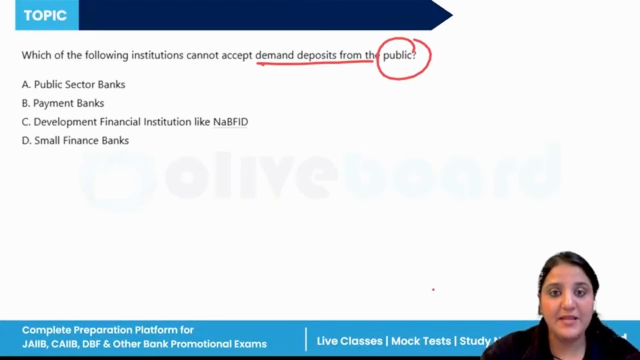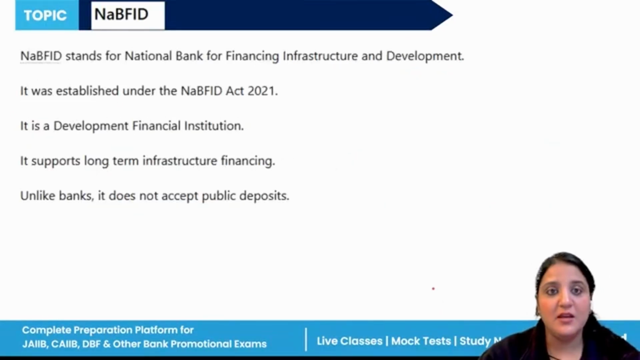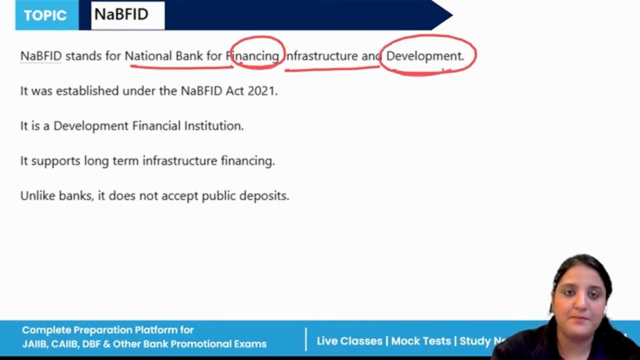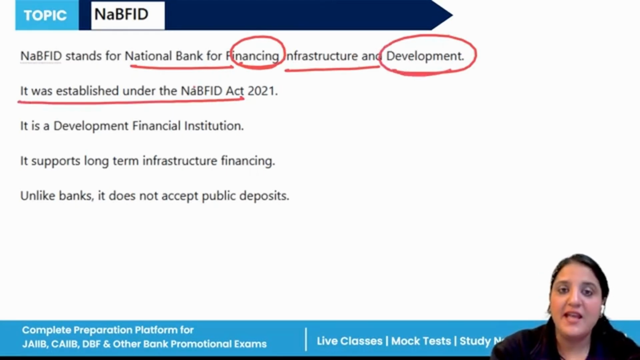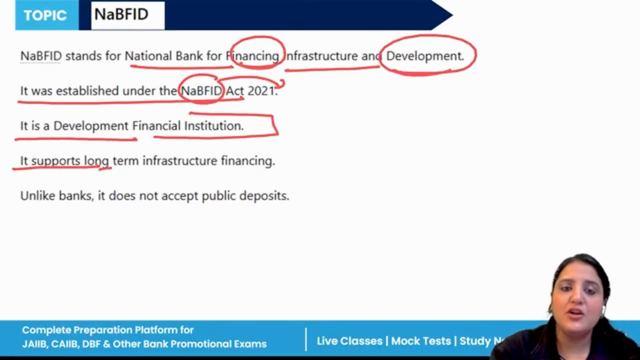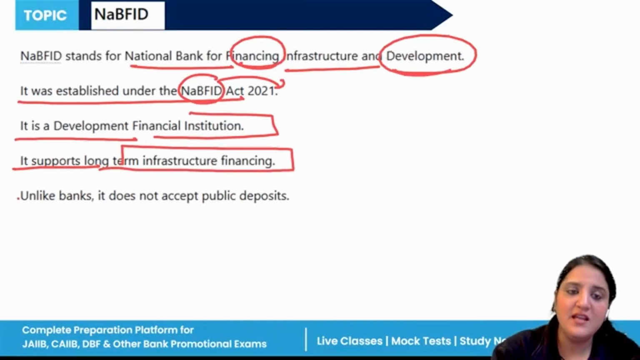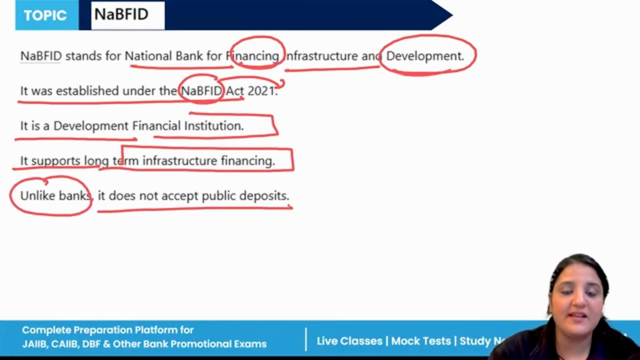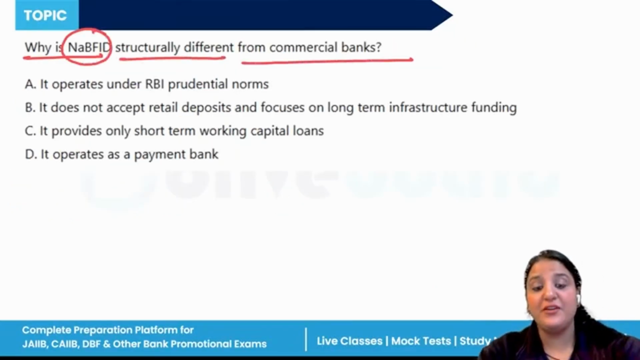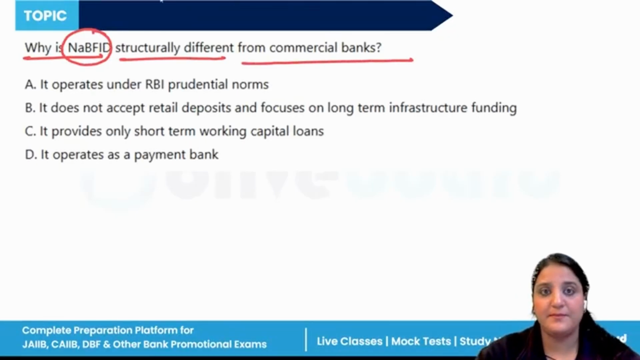NABFID. NABFID means we will learn this. NABFID means National Bank for Financing Infrastructure and Development. It was established under the NABFID Act 2021. It is a development financial institution. It supports long-term infrastructure financing. Unlike banks, it does not accept public deposit. So why is NABFID structurally different from the commercial banks?